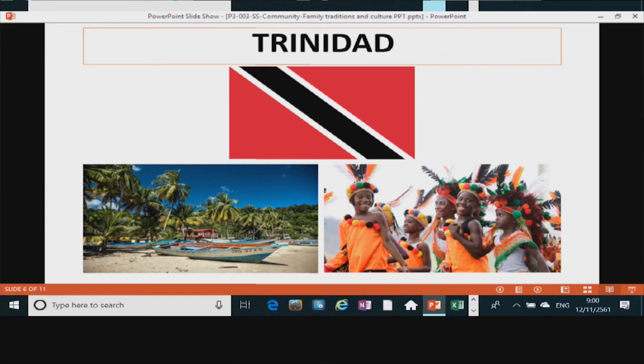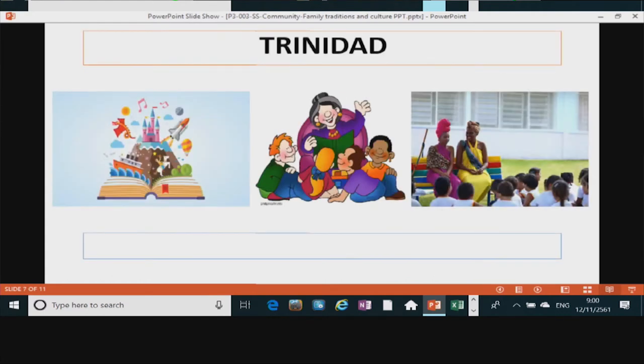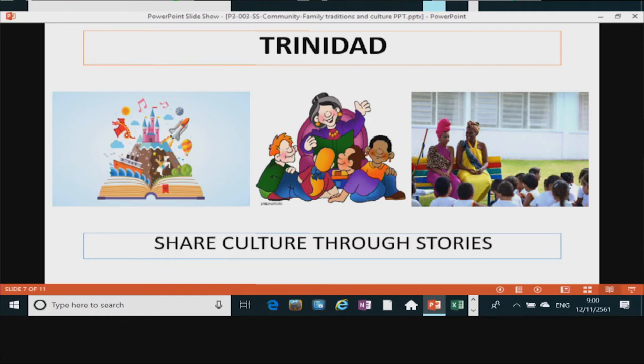But can you see, are these people from Thailand? No. How do you know? The dress, the way they look, everything. You know, that's not Thai culture. This is Trinidad culture. Yes. And what do they do in Trinidad with their families? Can you guess? No. Look at the pictures. In Trinidad, they share culture through stories.